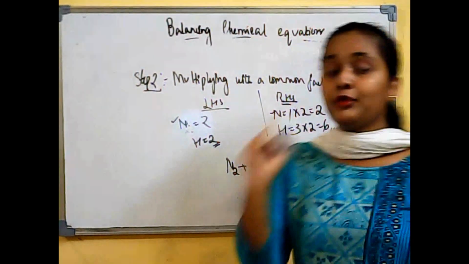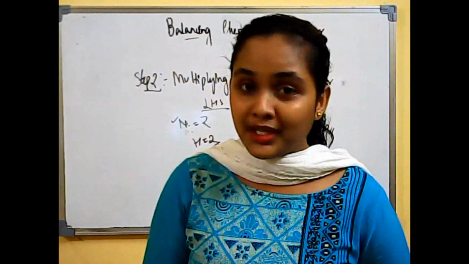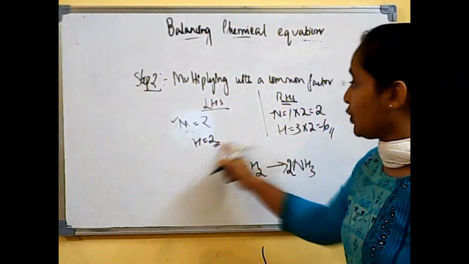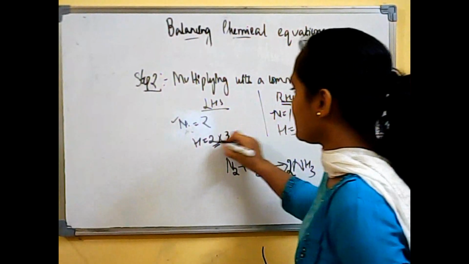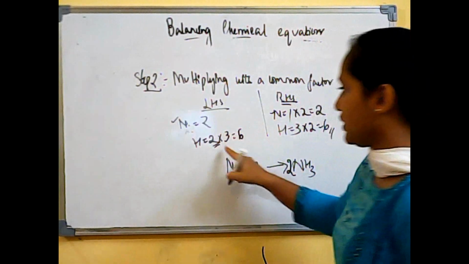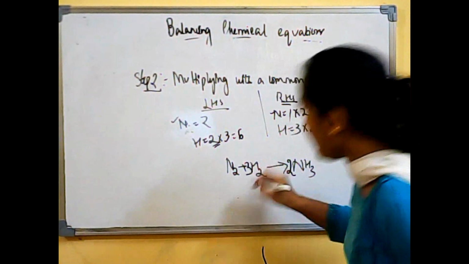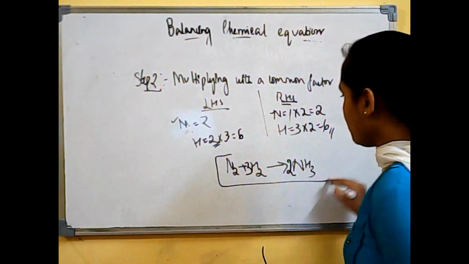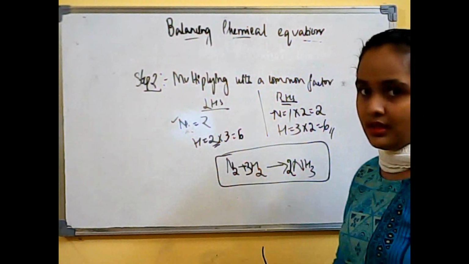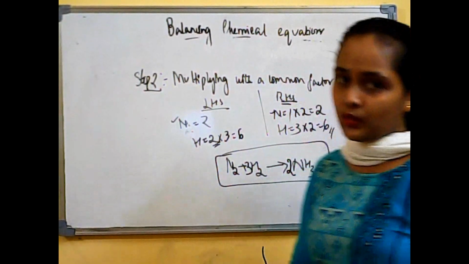Now again you have to multiply it with the common factor. So now what you can do, if you observe carefully, you can multiply it with 3. So multiply it with 3, you get it as 6. Come back and multiply by 3 again. So now this is your balanced equation. So your step 3 would be writing the balanced equation.